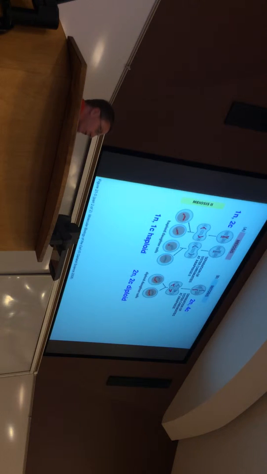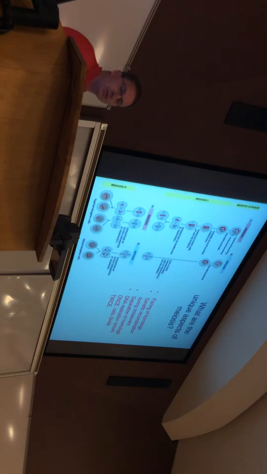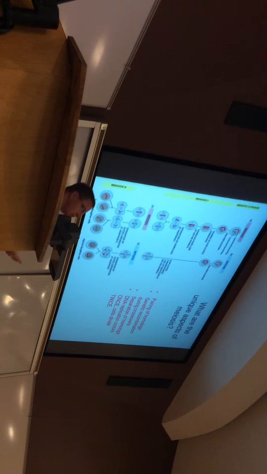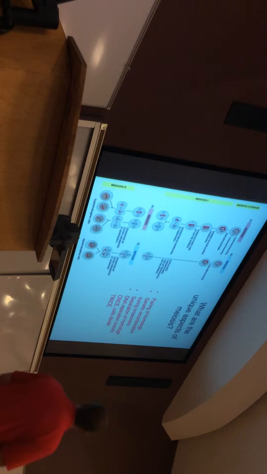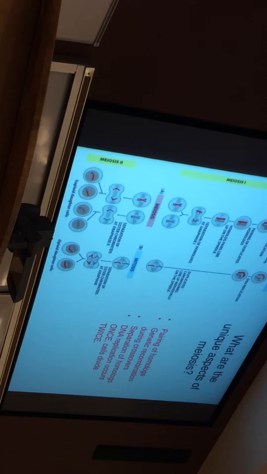You end up with 4 haploid organisms versus 2 diploid organisms. And so here's just another way to make sure that you don't get this question wrong. What are the unique aspects of it? You get pairing of the homologs. You get crossover recombination. When a normal somatic cell divides, you don't try to mix up the DNA. The cell is perfectly happy. Why would you mix up the DNA? It's not something that you want to do. You get the separation of the homologs.